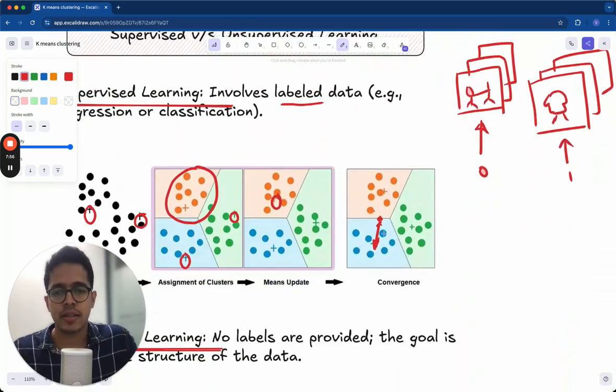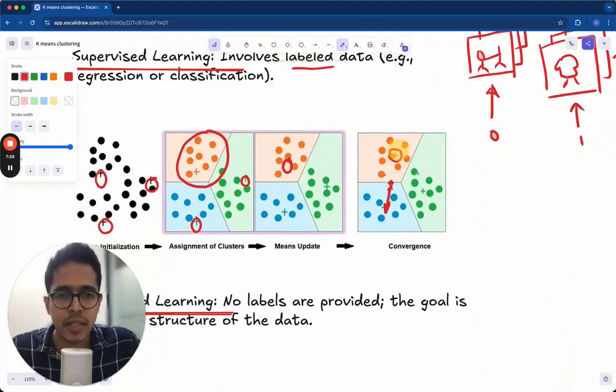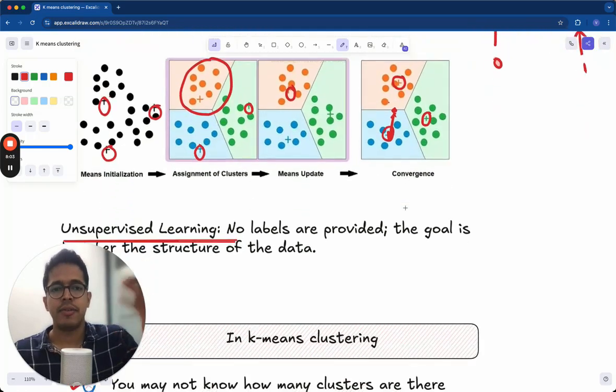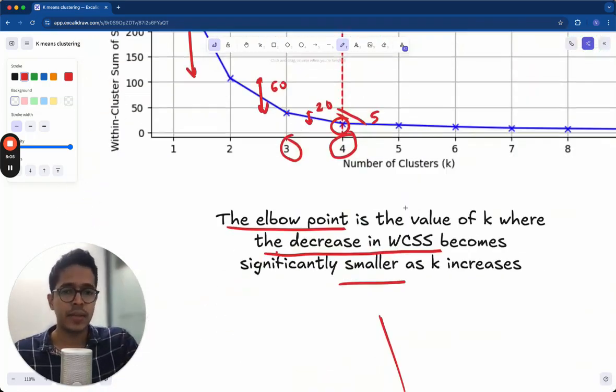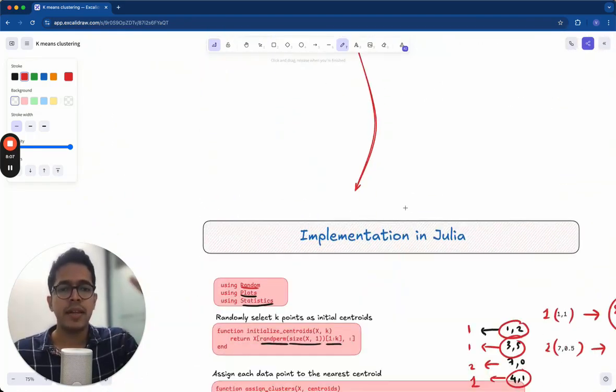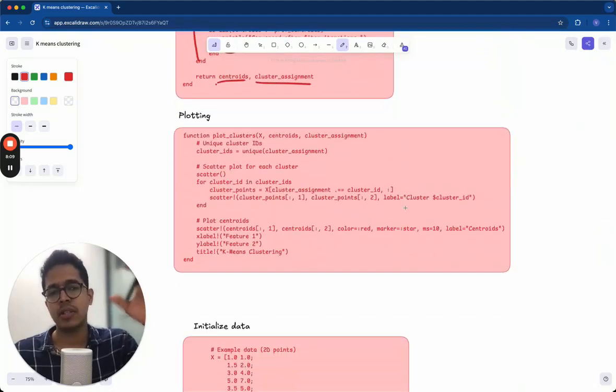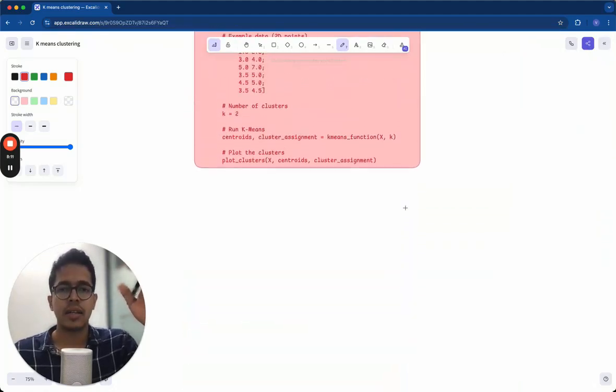Where's my plot? Like this. Here you have these pluses as the centroids, and you have the green, blue, and orange colors as the different clusters. We also want to do the same thing in the plotting. So finally, what we care about is the value of the centroids and the cluster assignment.